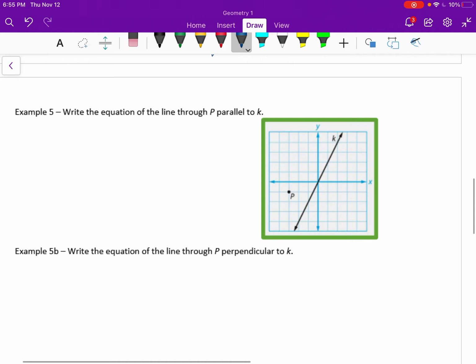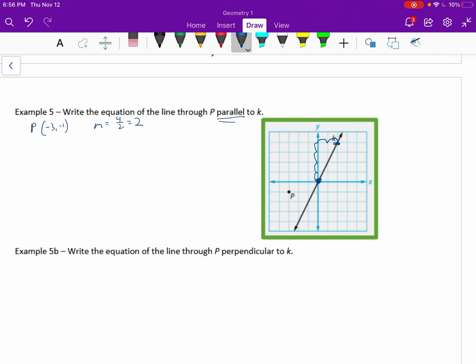All right, another one. Write the equation of a line through P parallel to K. Point P is at -3, -1, so we have a point that it goes through, and it's parallel to K. What's important about K in parallel and perpendicular lines is the slope. The slope of K is a rise of 1, 2, 3, 4 and a run of 2, so the slope is 4 over 2, which is 2.